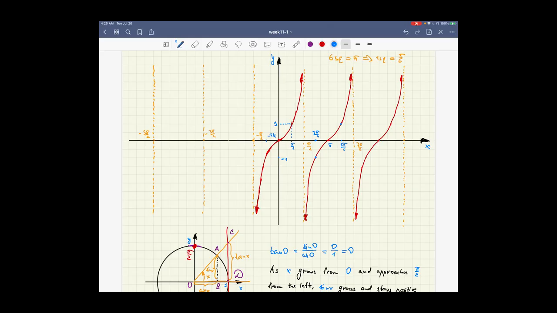So this here is 2 pi. This here is 2 pi plus pi over 4. That's 9 pi over 4. This here is 2 pi minus pi over 4. That's 7 pi over 4. And the same on the negative side.